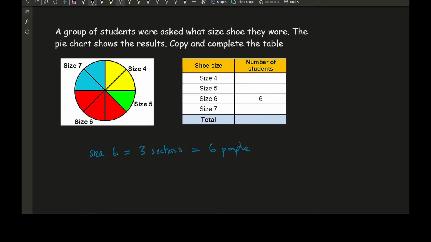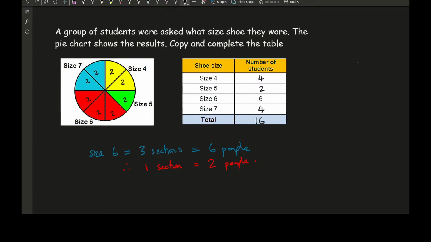Now, if I divide both these numbers by 3, that means one section will equal 2 people. So if one section equals 2, then I can simply write in each of these coloured sections, 2 times what they were. Size 4 is 2 sections, that's 2 times 2, which is 4. For size 5, that's just 2. And for size 7, that's 2 lots of 2, which is 4. Now, if it asks me for the total, all I've got to do is add these numbers up, and I get a total of 16.